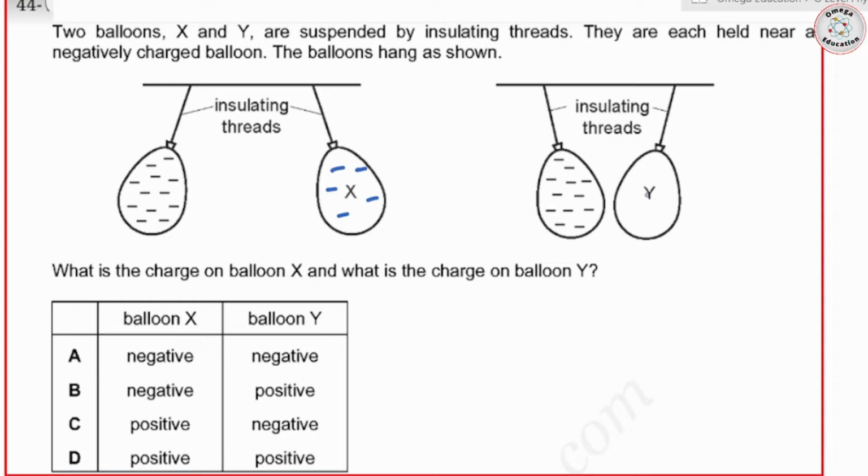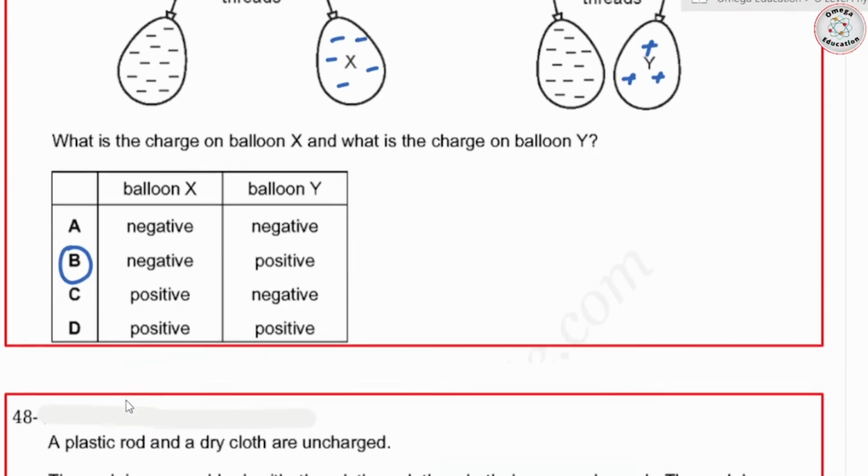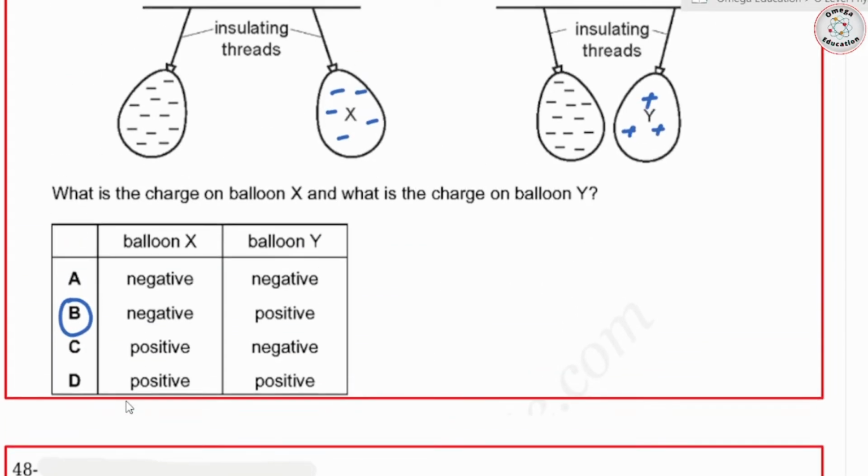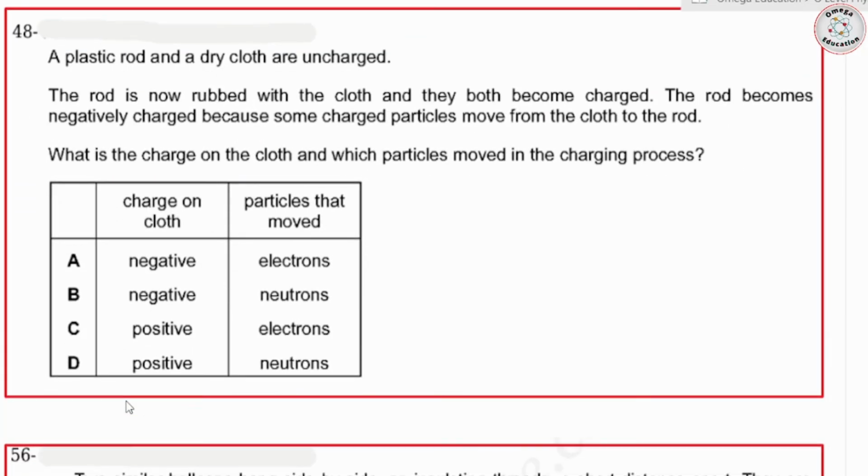And when we were hanging the balloon Y in front of the negatively charged balloon, they were being attracted. That implies that the balloon Y must be having unlike charge. So it should have been positive charge over here. So negative on the balloon X and positive on the balloon Y. All right, that was a pretty simple one. So B is the right answer for this one. Then we have the next one.